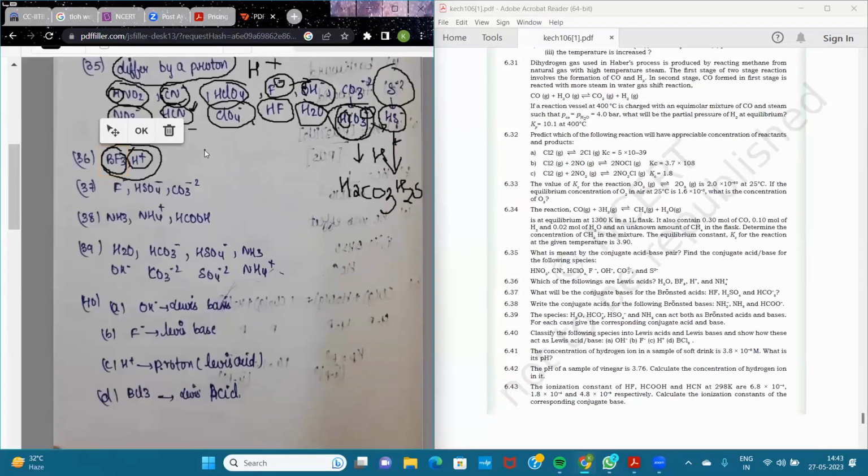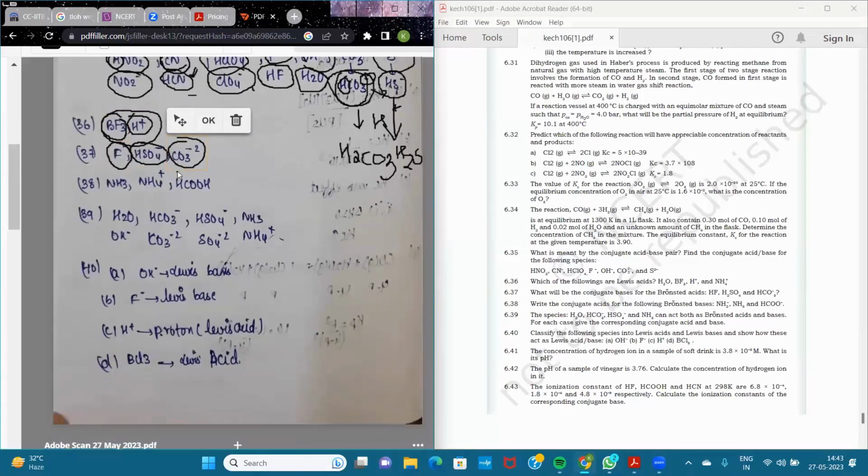Next, what will be the conjugate bases for the Bronsted acids? Here there is nothing tricky. We can directly remove H plus and obtain the conjugate base F minus for HF, HSO4 minus for H2SO4, CO3 2 minus for HCO3 minus. Get the conjugate acids for the following Bronsted bases. Directly add H plus.